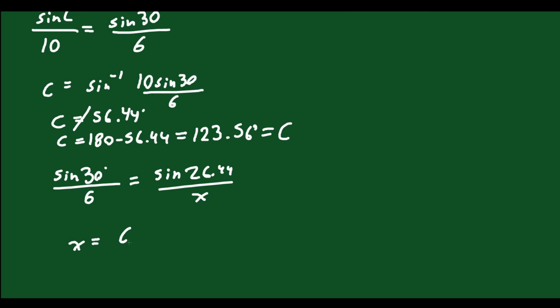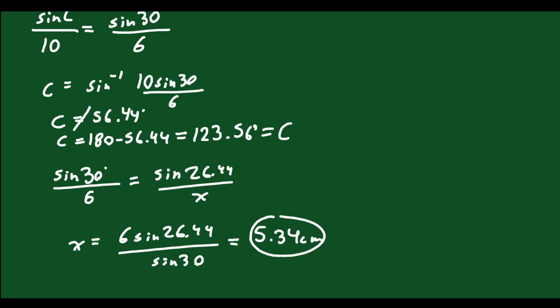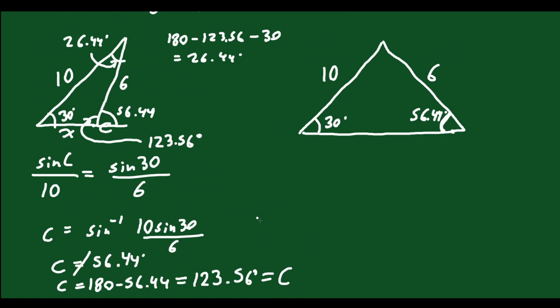Then we can isolate for x, right? X is going to equal 6 sine 26.44 divided by sine 30. Move the x up here, move the 6 up here, move this thing down here. Whenever you cross the equal sign, it goes from the top to the bottom or from the bottom to the top. So it's pretty easy to isolate for something when you have two fractions, as long as you know that trick. Calculate this, and you're going to get 5.34 centimeters. That's the last side we had to find. The triangle is now solved.